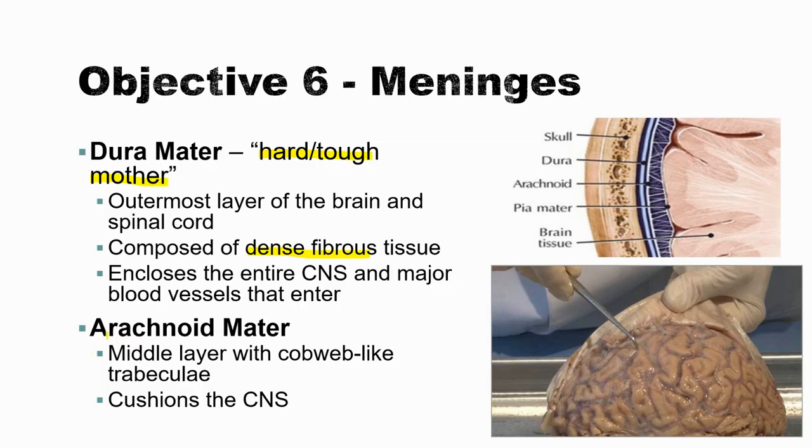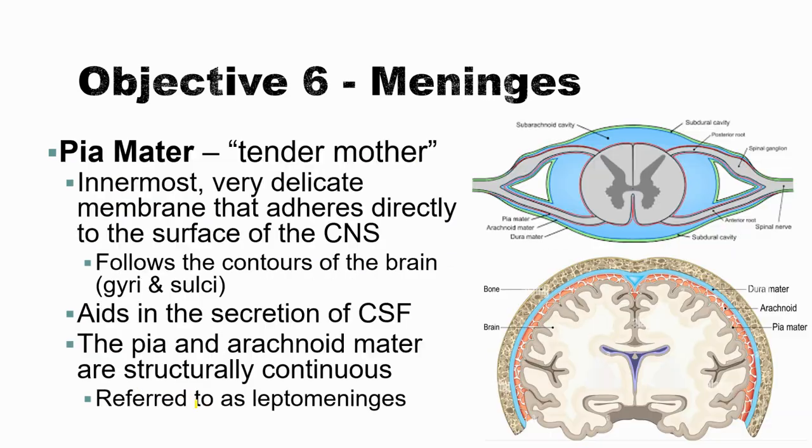The second layer in the middle is going to be your arachnoid, and that may make you think of spider, and it's named because it's kind of cobweb-like. It has these little spiky structures called trabeculae, kind of like what we saw in spongy bone, and so it gives it a web-like appearance. Its main job is going to be to cushion.